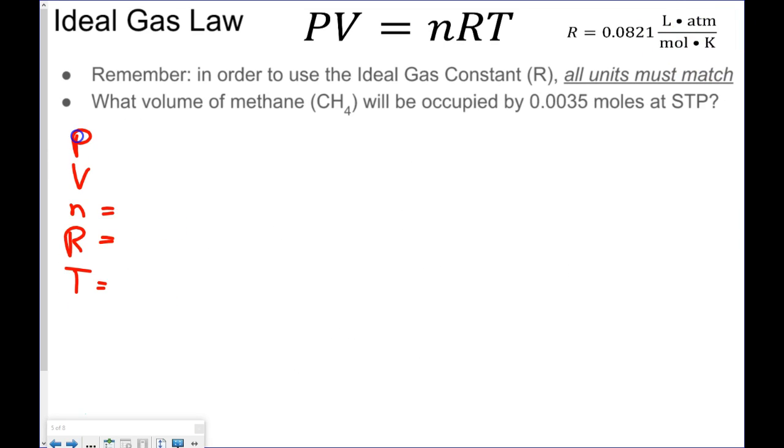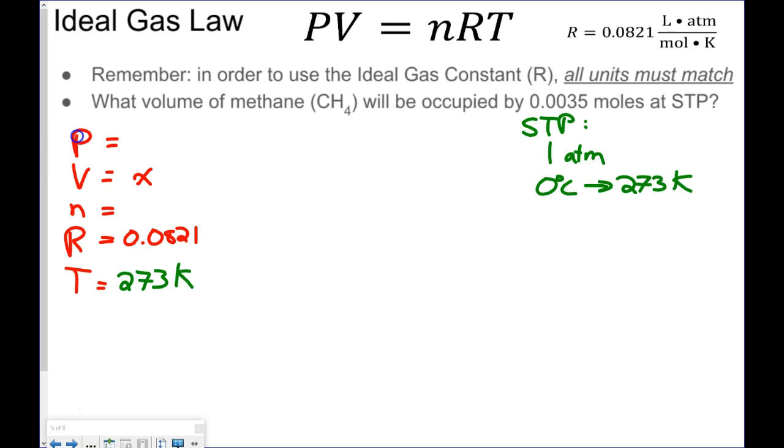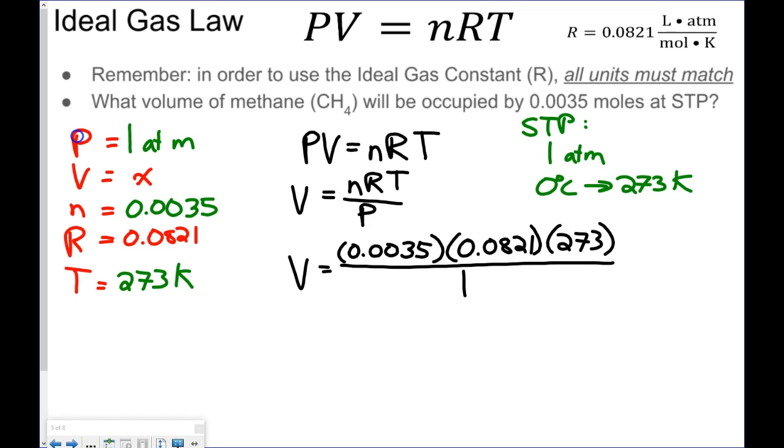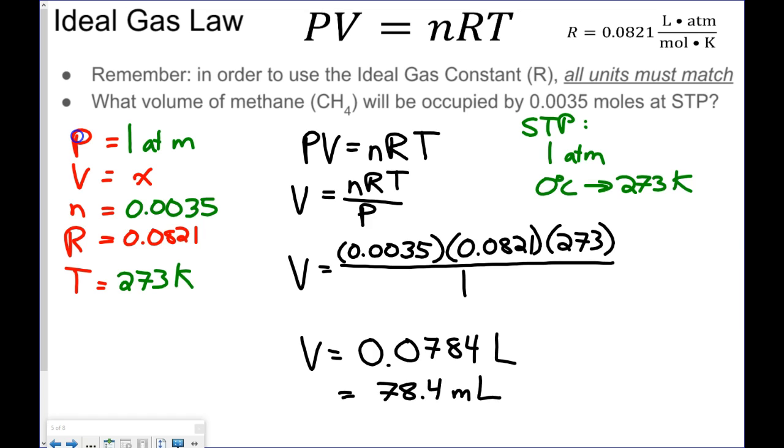So let's figure out what volume of methane will be occupied by this many moles at standard temperature and pressure. R is 0.0821, standard temperature and pressure, that is 1 atmosphere and 0 degrees Celsius, but I have to convert that to Kelvin in order to use R, that's 273. So there's my temperature, there's my pressure, and my number of moles is going to be 0.0035 moles. Now volume is going to be the unknown, so take PV equals nRT. I'm going to solve for volume this time. Plug in all of my numbers, divide by the pressure, and I'm going to get 0.0784 liters. If I was to convert that to milliliters, that'd be 78.4 milliliters.